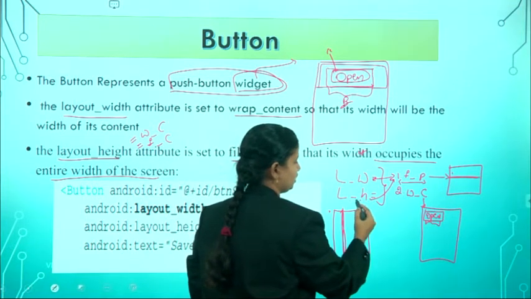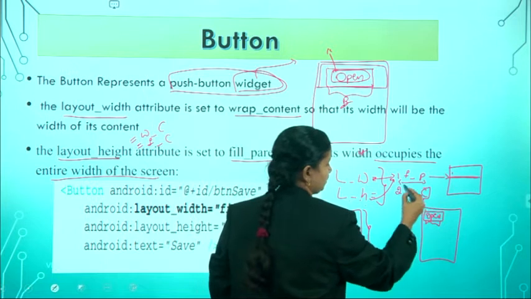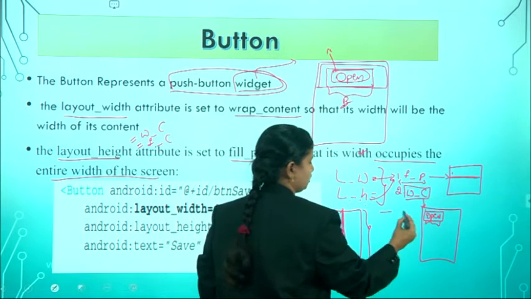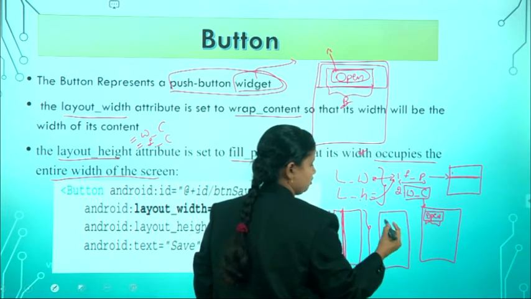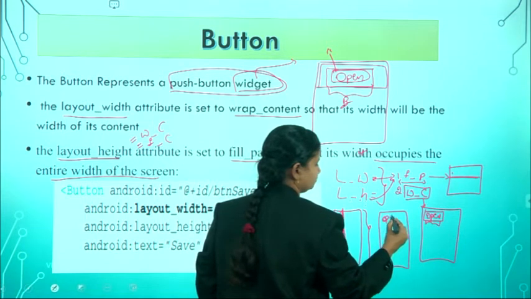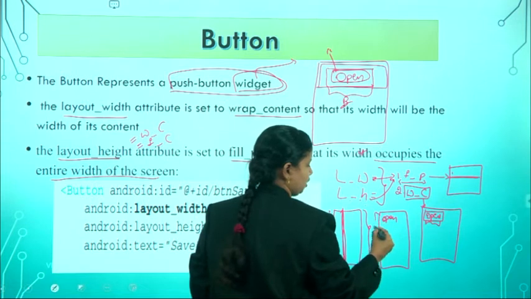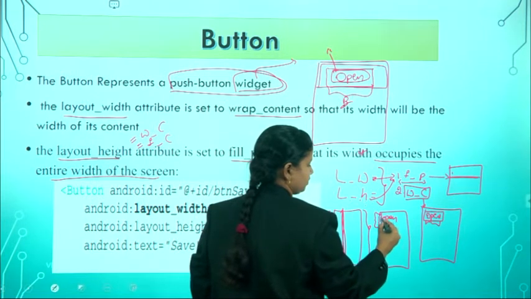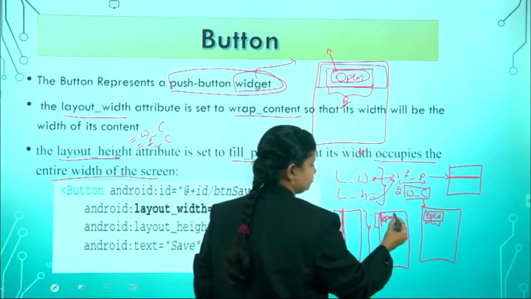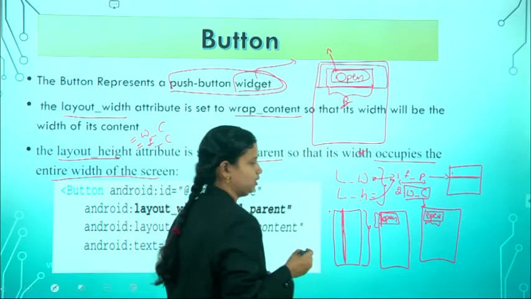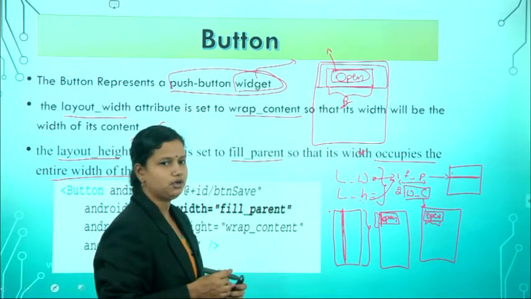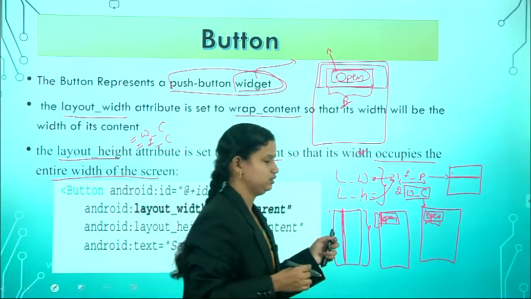But when you consider the height with wrap content, what is this wrap content? You are pressing the open button. That means the height is only up to this part. The height is only up to whatever contents are available. Based on that, it occupies the corresponding space.